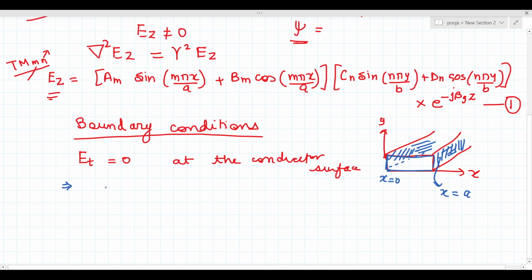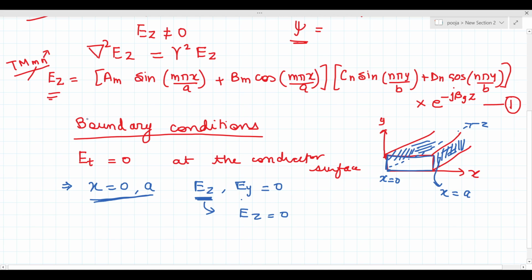Okay, so at x is equal to 0 comma a, the tangential component of electric field, which components will be tangential? Ey and Ez, right? This is z direction. So Ez and Ey should be 0. We don't have Ey here right now, but we already have Ez. So we'll take a clue from here. After applying the first boundary condition, x equal to 0 and a, we get Ez is equal to 0. Now we go to equation number 1 to determine the value of constants here.